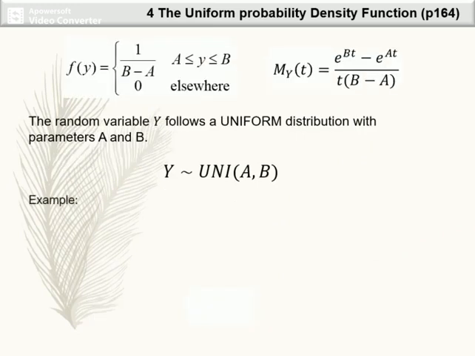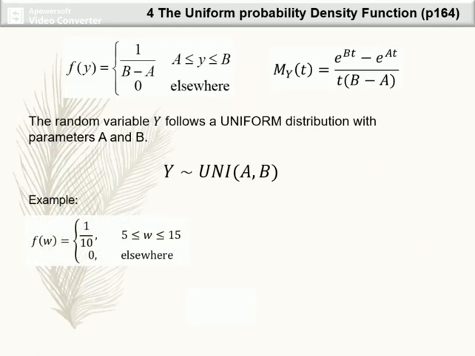Suppose we have a random variable w defined as follows. f(w) is equal to 1 over 10 for values of w between 5 and 15 and 0 otherwise. So now if I asked you to tell me what is the distribution of w and the relevant parameters, what you do is you go to your list of different distributions and then you compare what PDF this looks like.